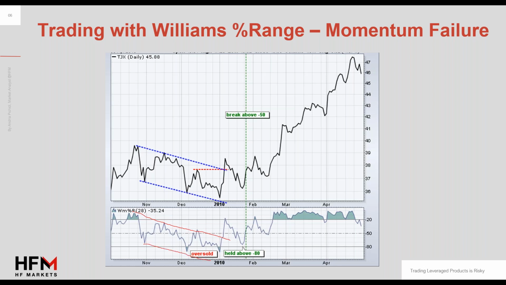Channel, and if you connect the highs in the Williams indicator, you can see that we have lower highs in the Williams indicator as well that are in line with the downwards channel of our price. So a cross of the price outside the channel along with the cross of Williams indicator above our trend line is a confirmation that we have a new trend, and in this case it was the beginning of an uptrend.